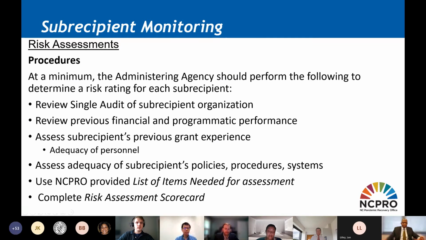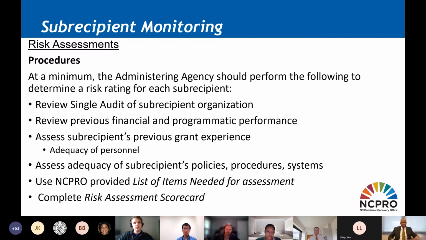Risk assessments. At a minimum, administering agencies should perform the following to determine a risk rating. When we do these risk assessments, we want to come out with a rating of how risky, and by category, what level of risk a subrecipient may be graded as, if you will. And there are different things that we want to take a look at that will aid in making those assessments.